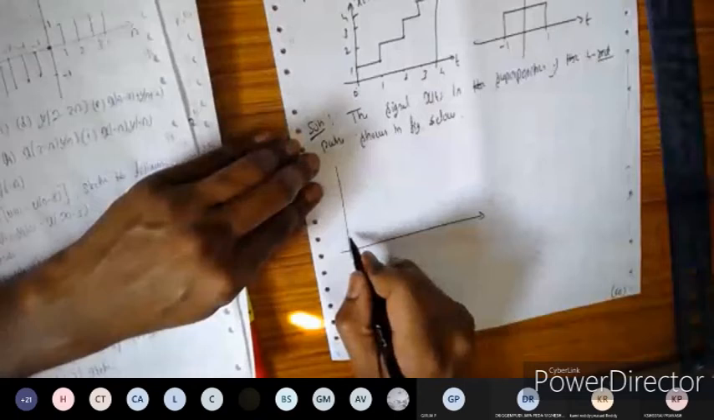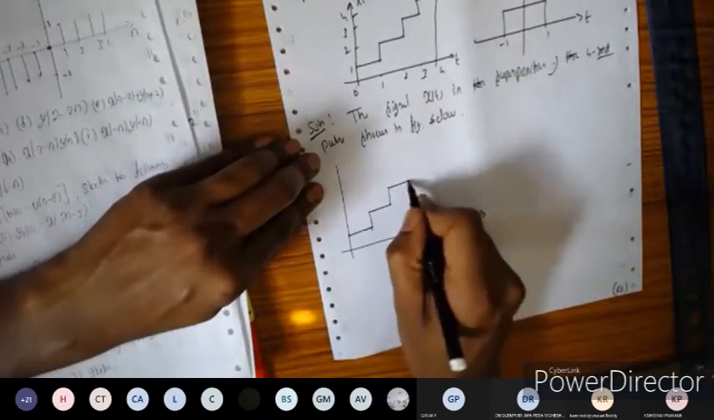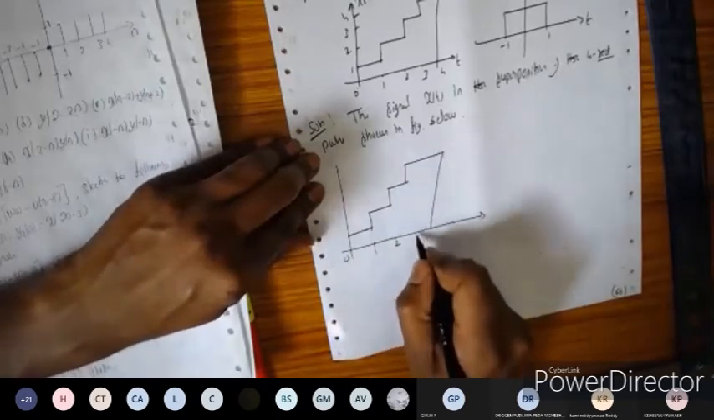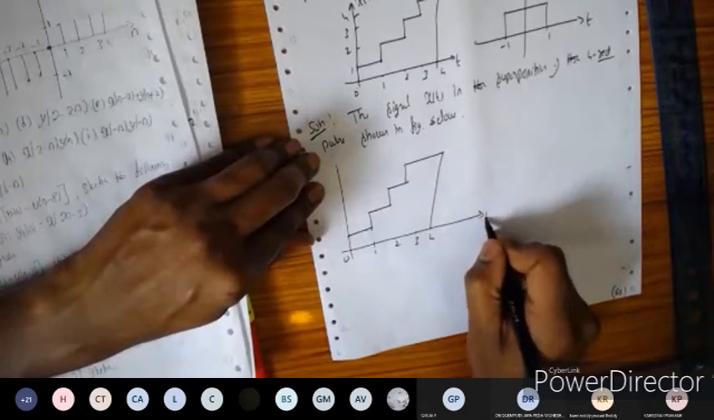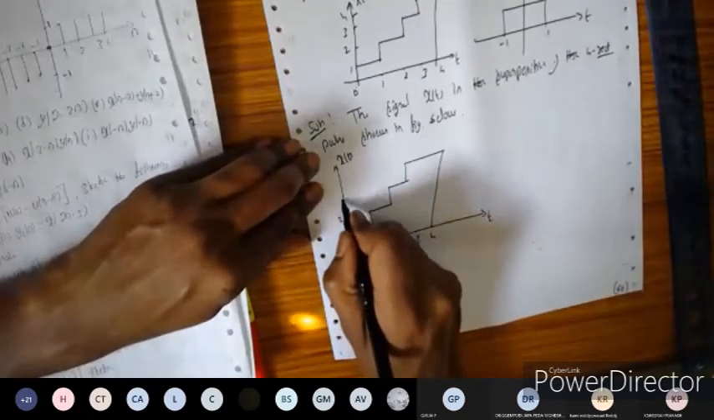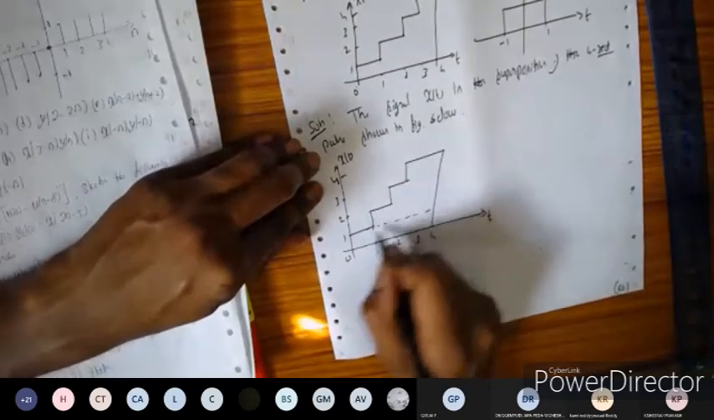One is from 0 to 4. The other will be like this. This is a staircase, I will just draw the staircase here. You can take it like this: 0, 1, 2, 3, 4. So this is x of t, with 1, 2, 3, 4 here. This is the one rectangular pulse here.